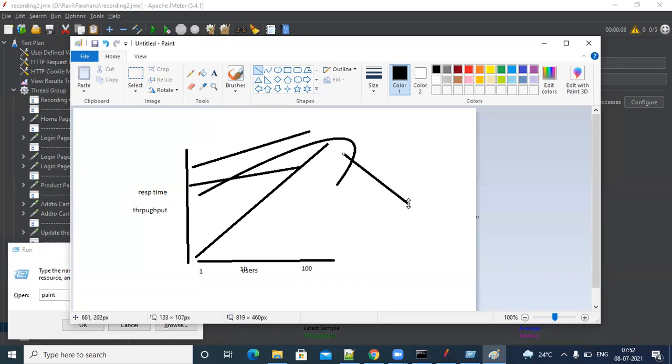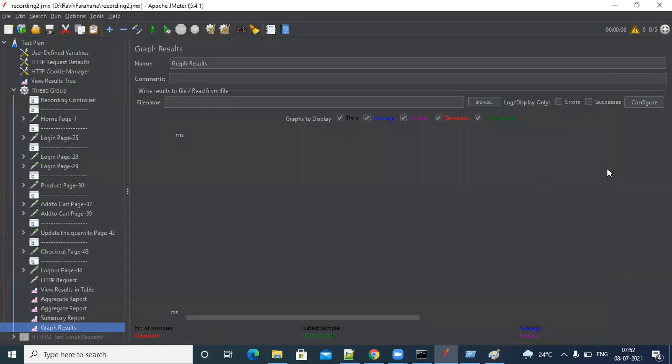Understood, right? At this point, it means the server is not able to handle the load. That's why even though you give 1 lakh, it will take only 1,000 or 10,000. All the others it will fail because of its capacity. So these are the patterns we will observe in the graph results.